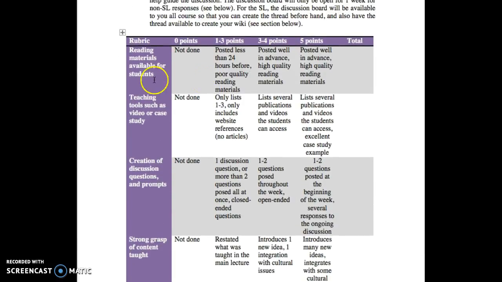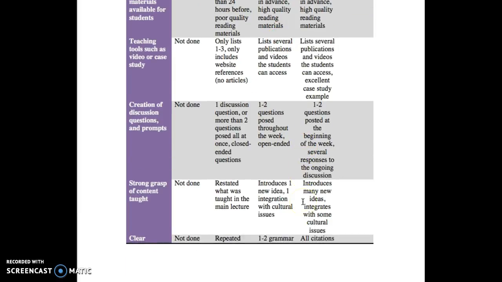This is just a rubric of what that looks like, so you post what your posts are, and you can go ahead and read through this.